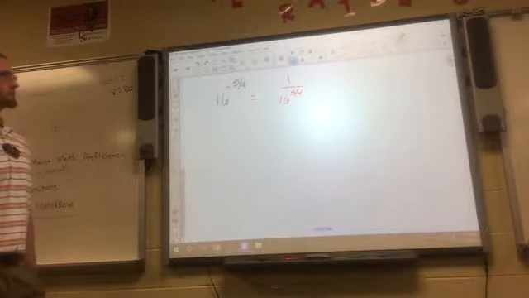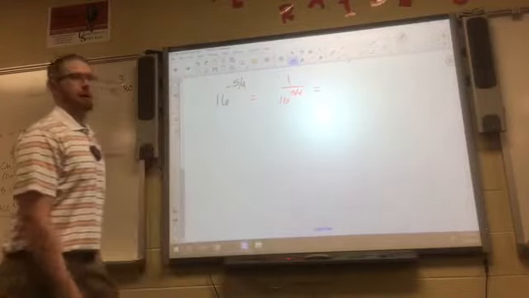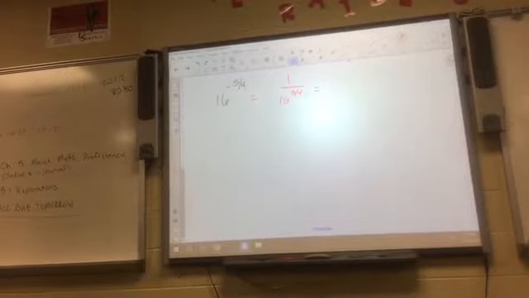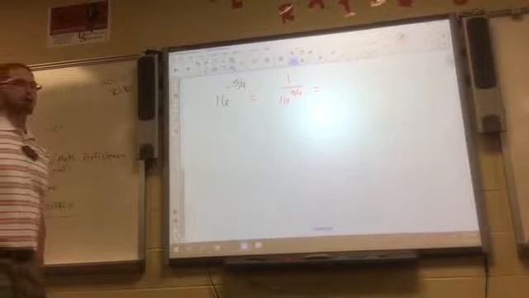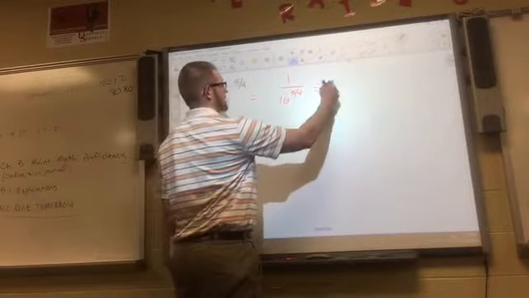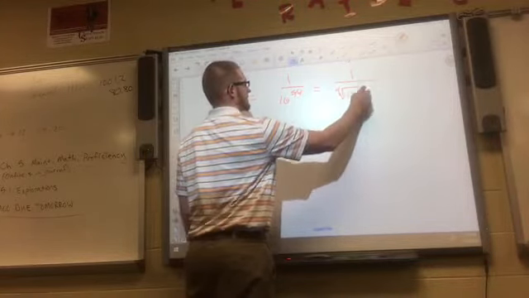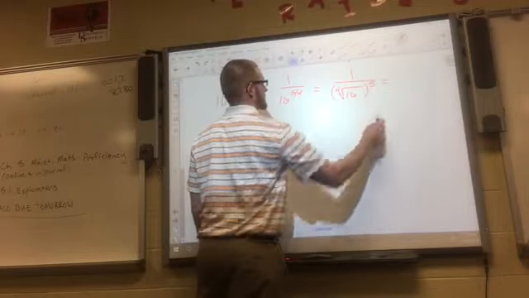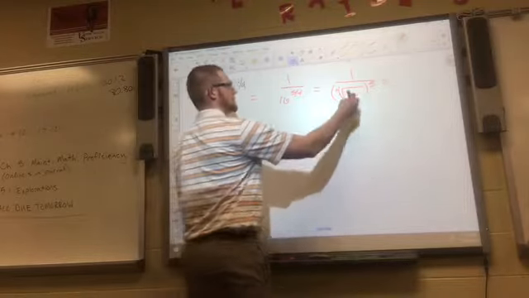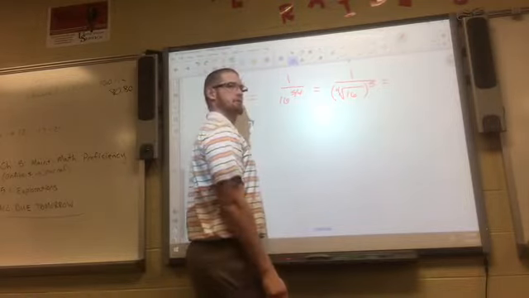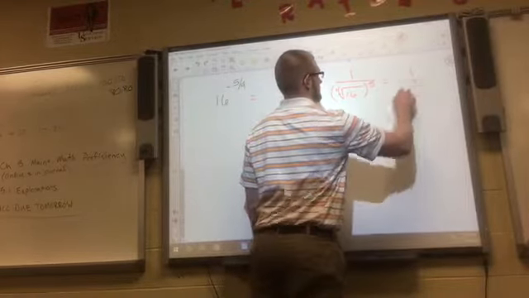Okay? So by changing this into radical form, because they did not tell me to use a calculator here, and I have no idea what 16 to the 5/4 power is, right? So I'm going to change this into radicals. So I can change this into 1 over the 4th root of 16 to the 5th power. Okay, what is the 4th root of 16? It's 2. 2 to the 5th power is? It's 32. So I have 1/32 as my answer.